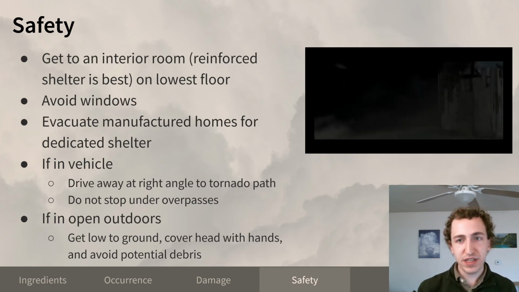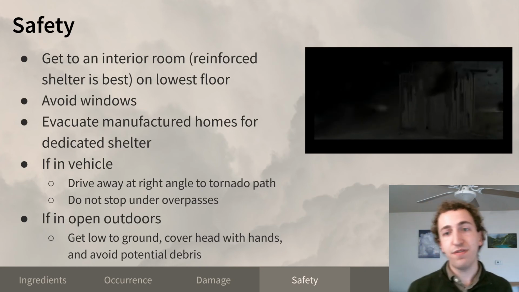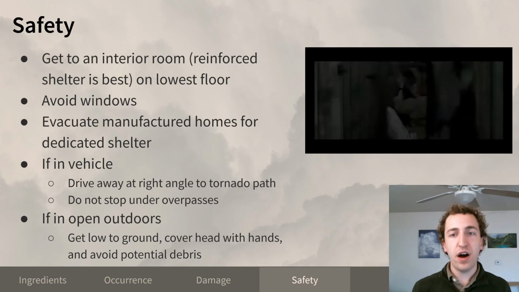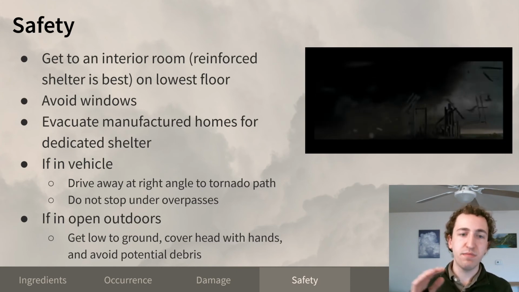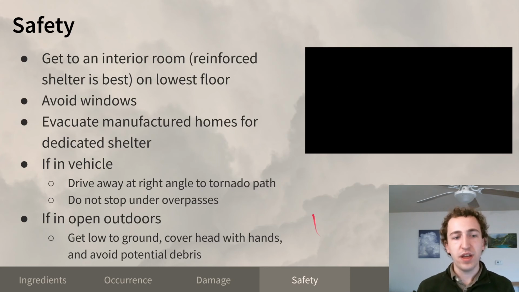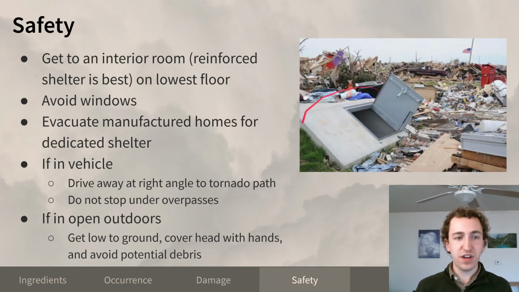So best place to go, an interior room, reinforced shelter is absolutely best. In a basement, wonderful. On the lowest floor though, that's the key. Best you can, get to an interior room on the lowest floor. And reinforced shelters, purpose-built, are great for this. Of course, not everyone can have those, but if you can, that's absolutely best. You want to avoid windows. Again, debris flying around.